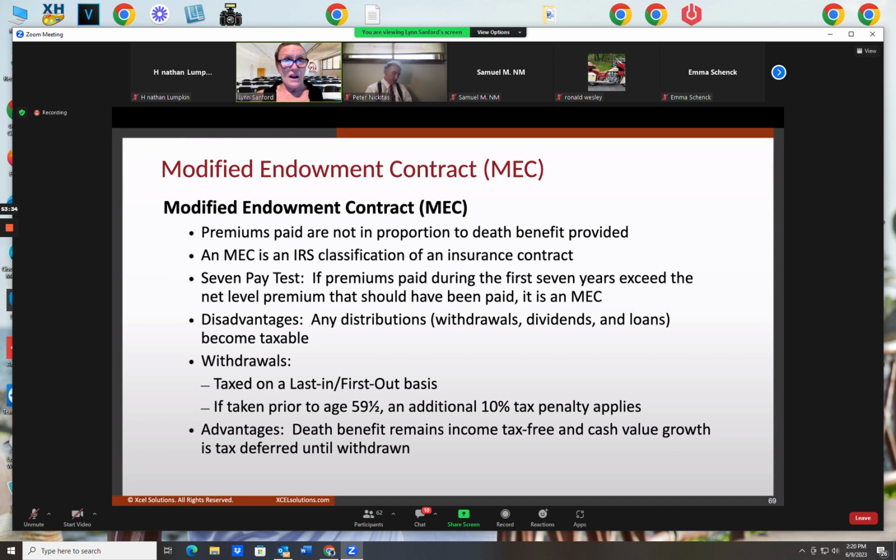There really aren't any, except that the death benefit remains received by your beneficiary federal income tax-free upon your death. The death benefit remains income tax-free, and cash value growth continues to grow tax-deferred inside the MEC until it is withdrawn. But once you withdraw it, you're going to pay tax. Even if you don't withdraw it but borrow it out, guess what? On the borrowing privilege as well, you pay interest on the loan.